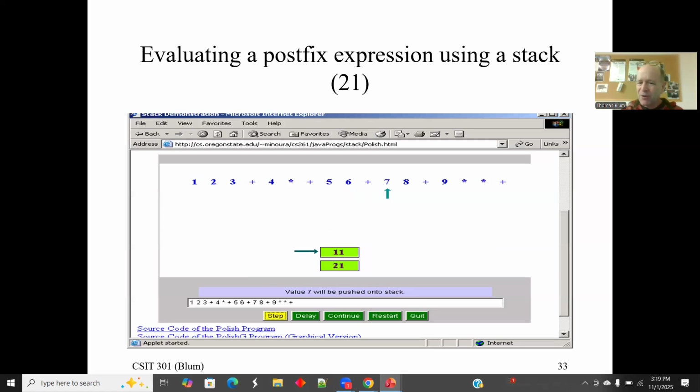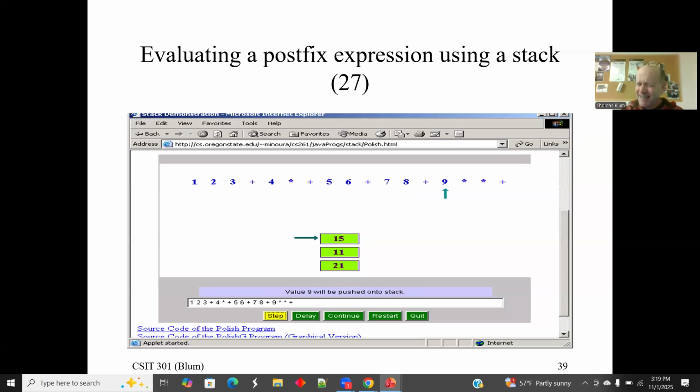I encounter number 7. I push it onto the stack. I encounter another piece of data, 8. I push it onto the stack. I encounter the plus opcode. I'm going to pop off the 8, pop off the 7, perform the action of addition, get 15, push it onto the stack.